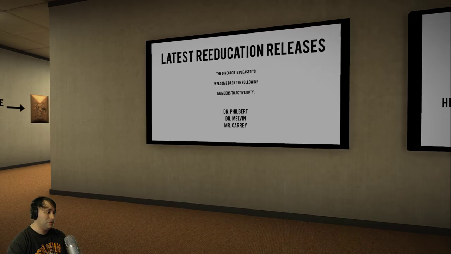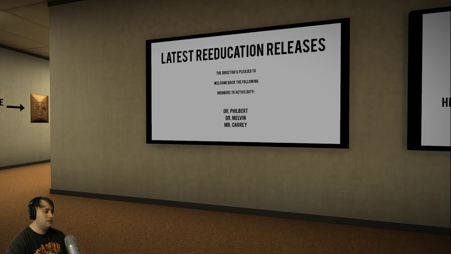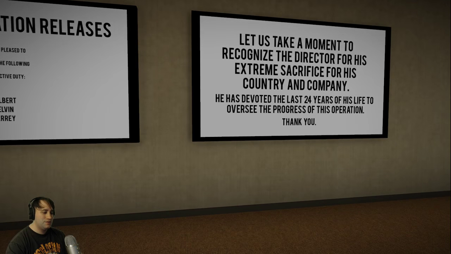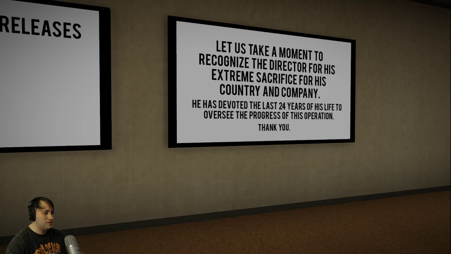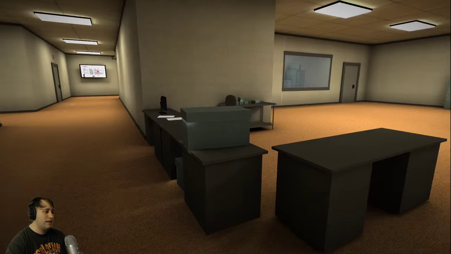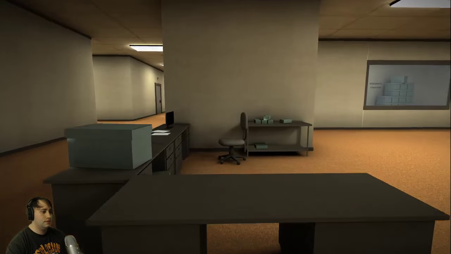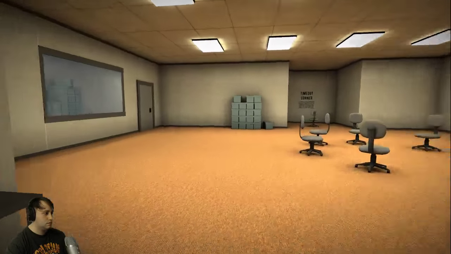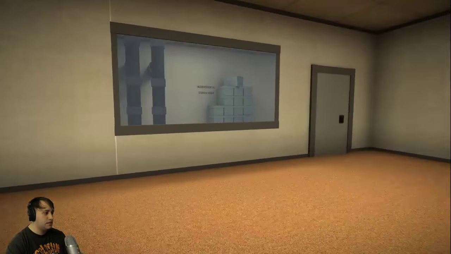Okay, latest re-education releases. The director is pleased to welcome back the following members to active duty. Dr. Filbert, Dr. Melvin, Mr. Carey. Let us take a moment to recognize the director for his extreme sacrifice for his country and company. He has devoted the last 24 years of his life to oversee the progress of this operation.